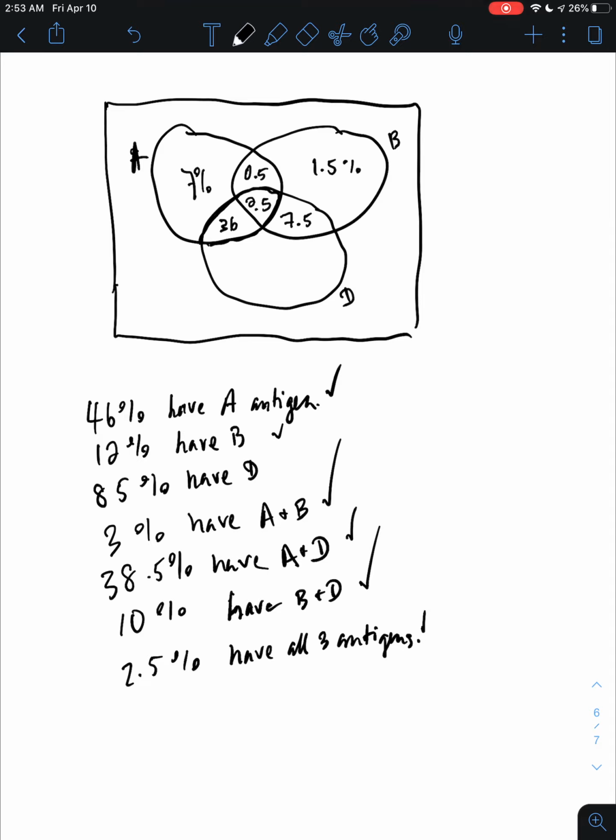And 85% have D. How many have I counted already? I've counted 10 plus 36 is 46. So how many to make 85? 85 minus 46 is 39.